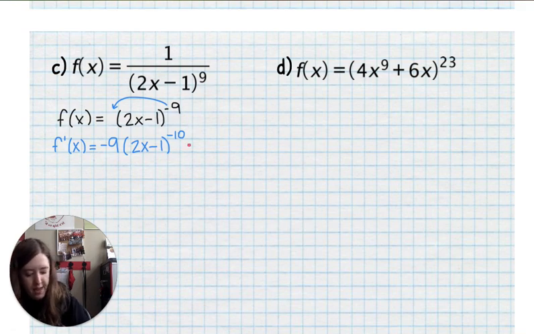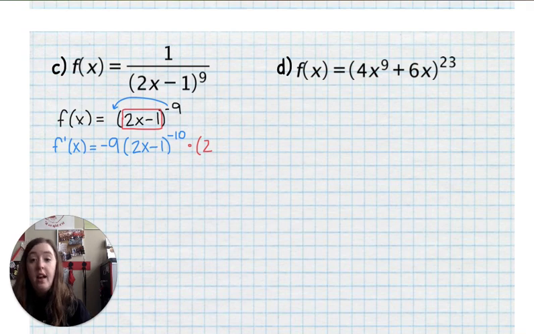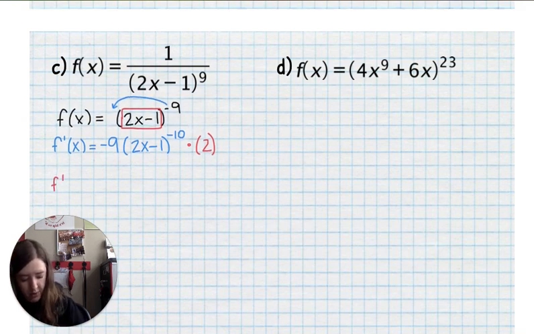Then we'll multiply by the derivative of the inside. The derivative of 2x is 2. And the derivative of 1, the derivative of any plain old number, is 0. So just multiplying by 2. So then at this point, you can leave it like that if you really want to. If I were you, I would at least multiply together the negative 9 and the 2 to get negative 18.